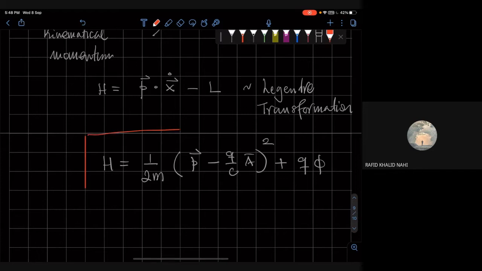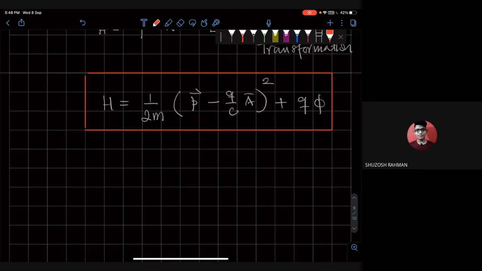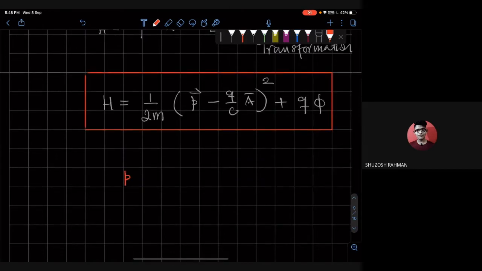Is that clear? How we arrive at the Hamiltonian? Yes, sir. Okay, so now that we have the Hamiltonian, we can write down very easily the Schrodinger equation. However, there is one subtlety in the Schrodinger equation.